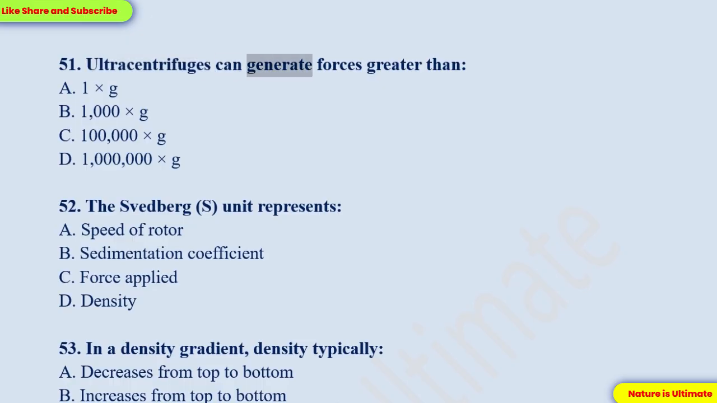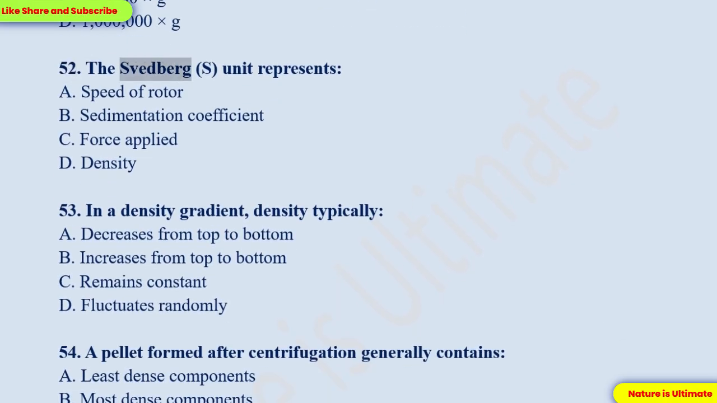51. Ultracentrifuges can generate forces greater than: A. 1 times g. B. 1000 times g. C. 100,000 times g. D. 1 million times g. 52. The Svedberg S unit represents: A. Speed of rotor. B. Sedimentation coefficient. C. Force applied. D. Density.